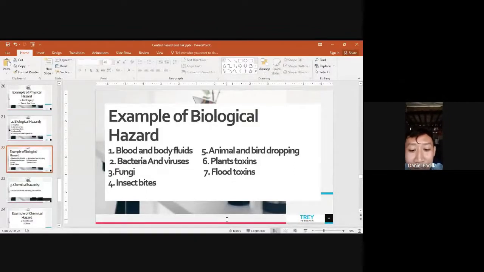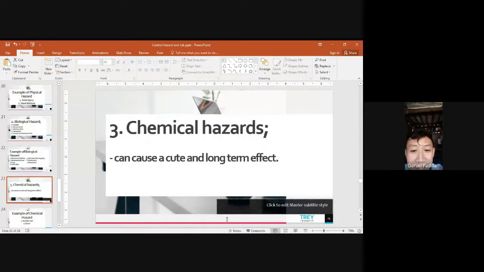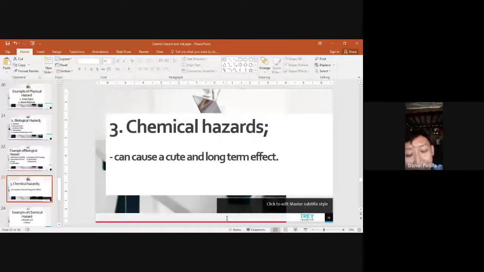So, next page. Chemical hazards. Chemical hazard is a non-biological substance that has the potential to cause harm to life or health. Chemicals are widely used in the home and in many other places. Exposure to chemicals can cause acute or long-term detrimental health effects.